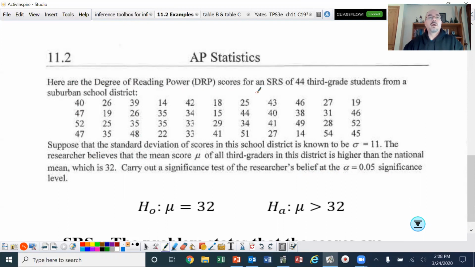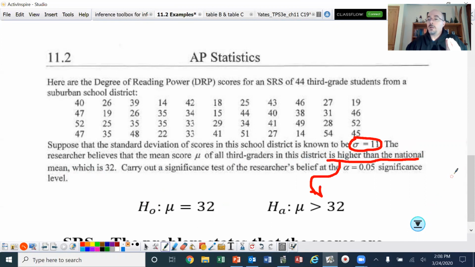Okay, there they are. Suppose that the standard deviation of the scores in this school district is known to be, okay, notice that they're giving this to us. They're telling us what the standard deviation is, so we're not going to find it with our calculator. The researcher believes that the mean score of all the third graders in this district is higher than the national mean of 32. All right, so that's where the 32 comes in. Now, right here it says is higher than the national mean, so that's where the greater than is coming in.